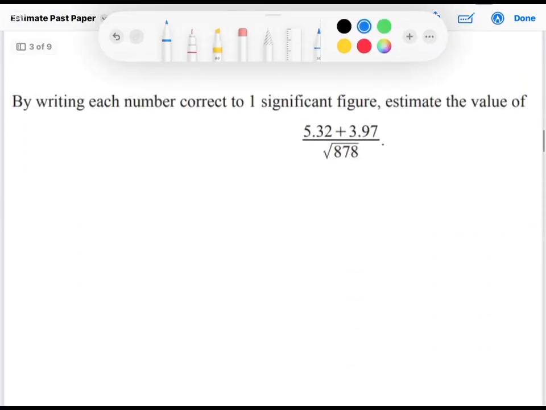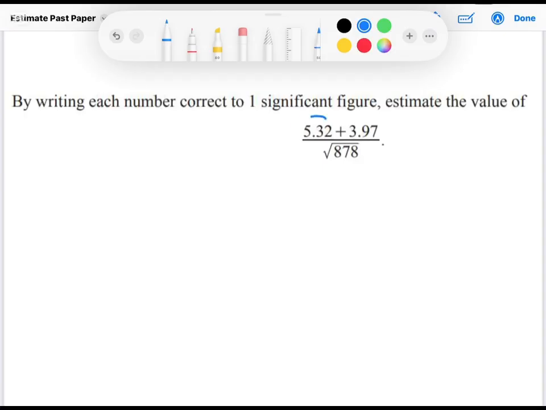Now again the same process. By writing each number correct to one significant figure, estimate the value. So same type of question, mostly repeating, just the values will be changing. I hope if you know the basic concept of significant figures, then these questions are very easy. And as I told you, this topic comes mostly in paper 2. You can see this question come in paper 2.